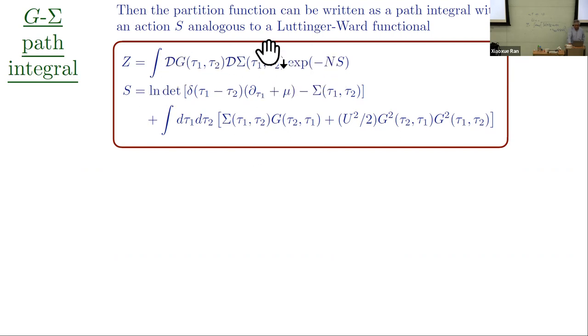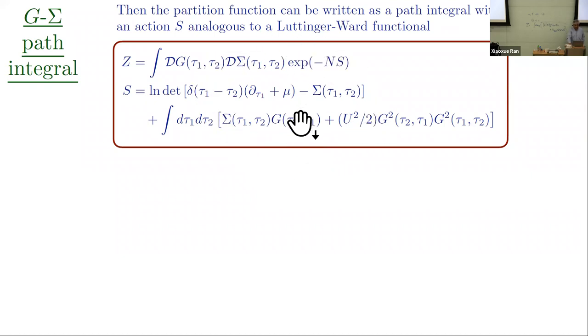So this is the partition function. The action is right here; that's the complete action. This comes from the fermion integral. There are two fields, sigma and G, and on the saddle point, both these fields are precisely the self-energy and the Green's function.